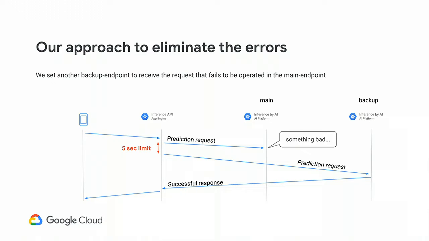Also, if the destination of the request is the same endpoint, it will further increase the load on the server. As a result, we set another backup endpoint to receive the request that fails to be processed in the main endpoint. That is, the second request is sent to the backup endpoint, which is prepared independently from the main endpoint.